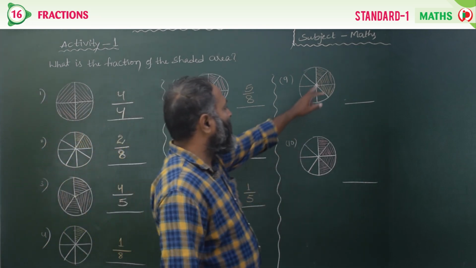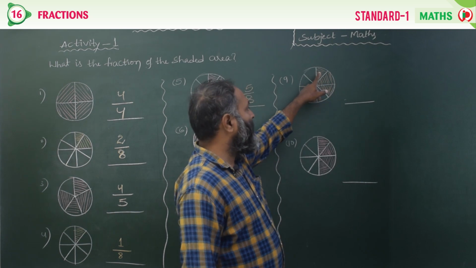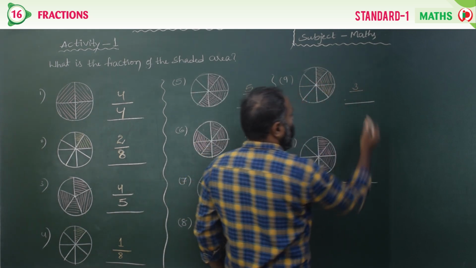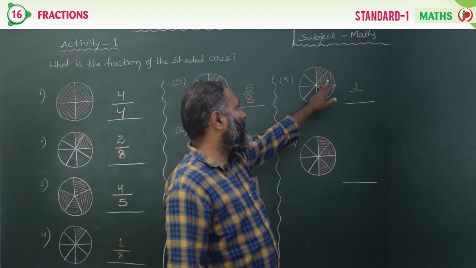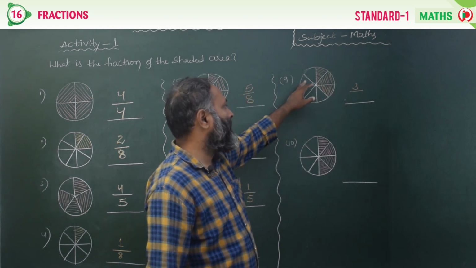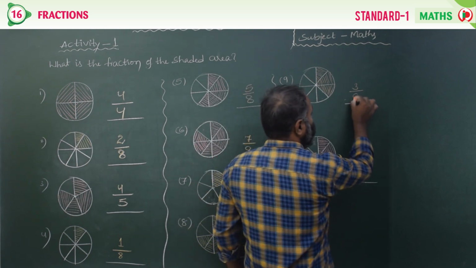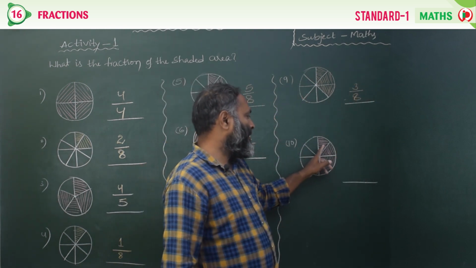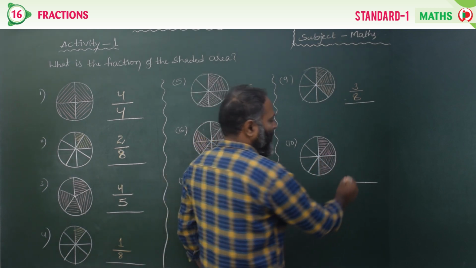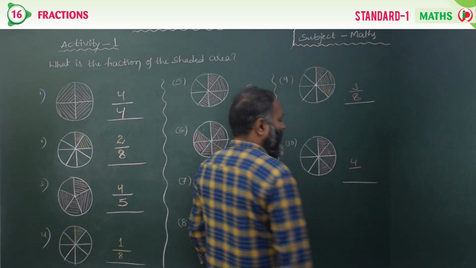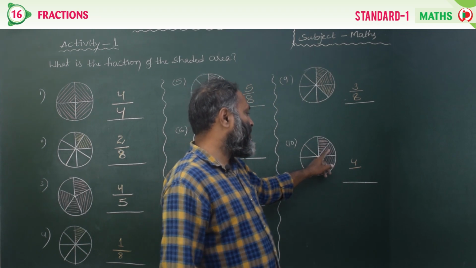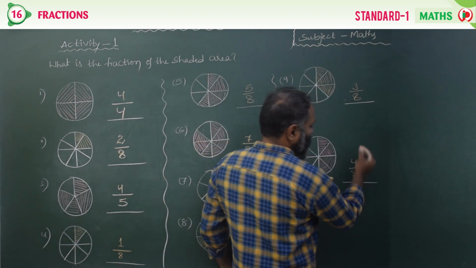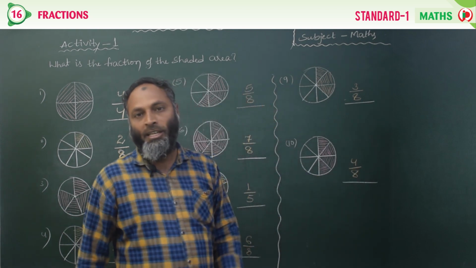Now here, how many parts are shaded? 1, 2, 3. So 3 by total how many parts? 1, 2, 3, 4, 5, 6, 7, 8. 3 by 8. Now here, how many parts are shaded? 1, 2, 3, 4. 4 parts shaded by total how many parts? 1, 2, 3, 4, 5, 6, 7, 8. Total parts 8. 4 by 8 is our shaded fraction.